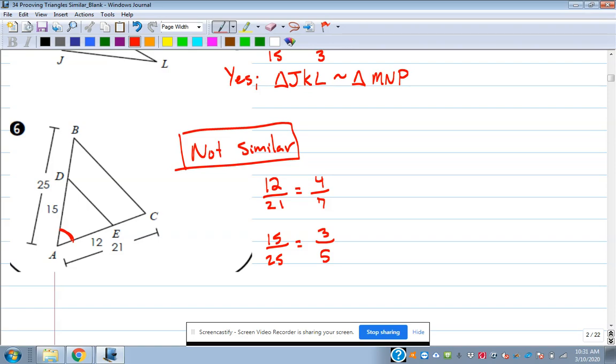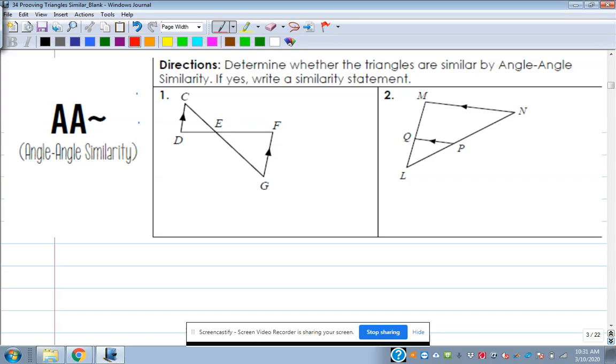Okay, all right, let's look at the stapled together packet and get through a few of these, and then we'll get into the proofs. I know y'all are excited for the proofs. Me too.